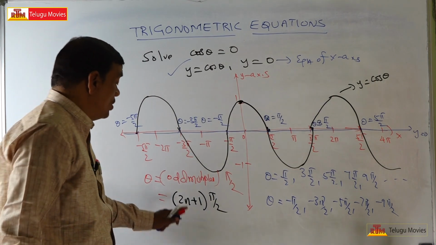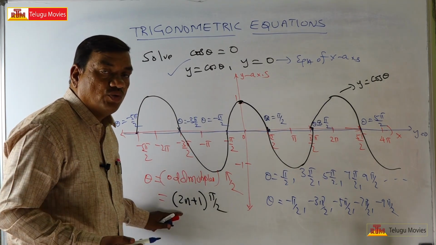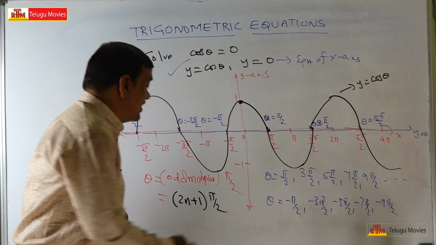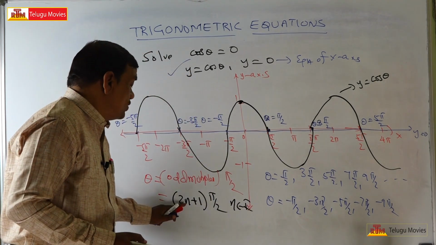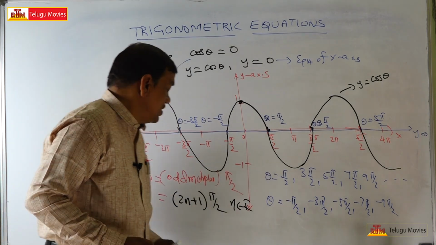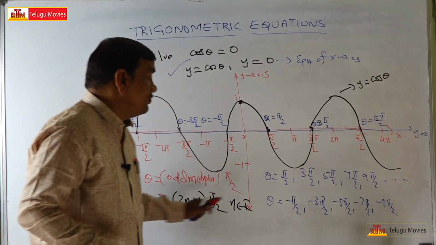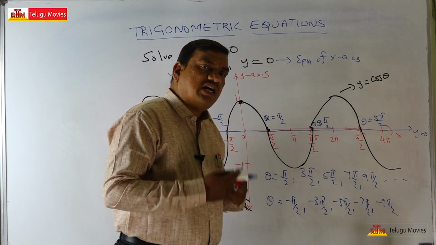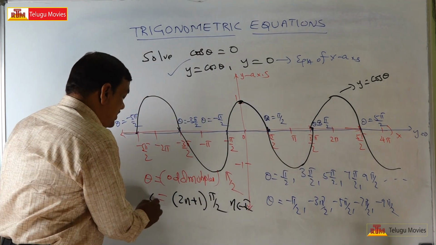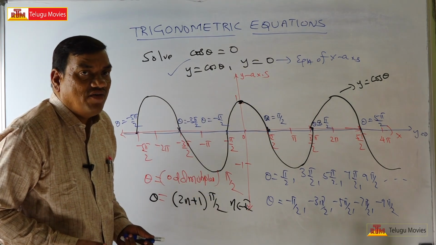Theta is equal to an odd number times pi by 2. The general form of an odd number is 2n plus 1. So first substitute here, n is an integer, always n is an integer. Substitute n is equal to 0, you will get pi by 2. Substitute n is equal to 1, you will get 3 pi by 2. Substitute n is equal to 2, you will get 5 pi by 2. That means this equation has how many solutions? It will have infinite solutions.